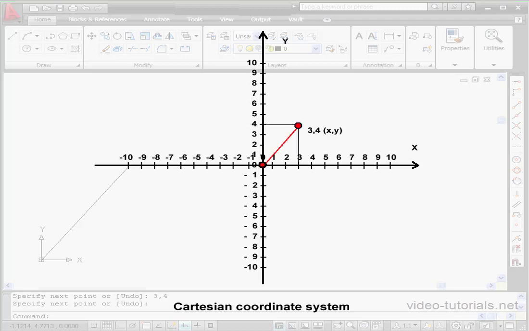Let's go back to my first example now. In AutoCAD, we created a line between the origin point at 0, 0 and the point at 3, 4. Let's take a look at how to define this line in terms of polar coordinates. In the polar coordinate system, the positive x-axis is 0 degrees. The positive y-axis is 90 degrees. The negative x-axis is at 180 degrees and the negative y-axis at 270 degrees.